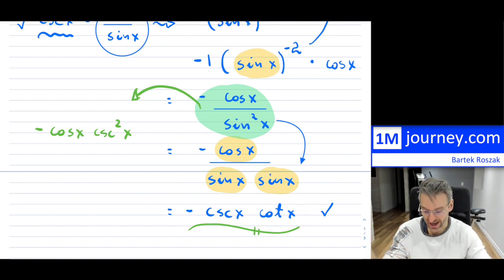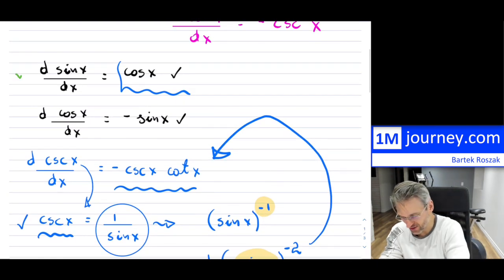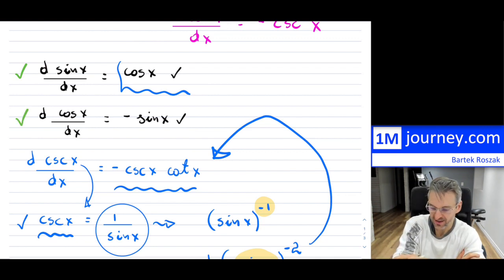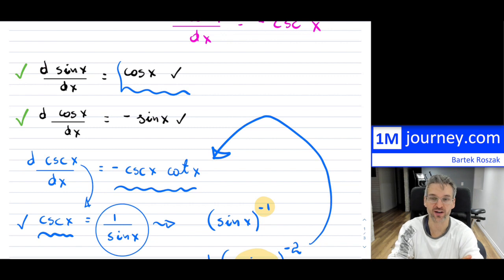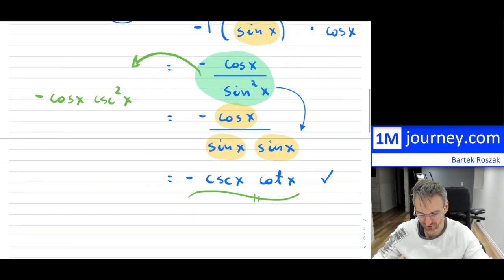For myself, I actually try not to memorize these. The only ones that I do memorize are these two, because once you have these, you can derive the derivative of really any trig function that you want. So that was the first derivative, and that's how you can find it.